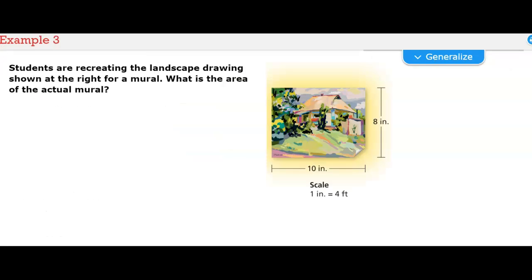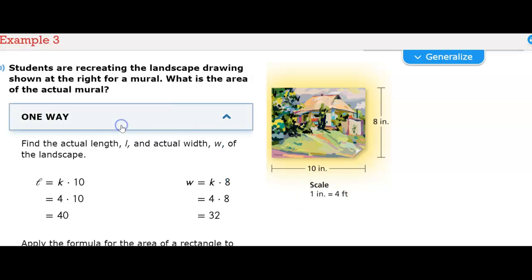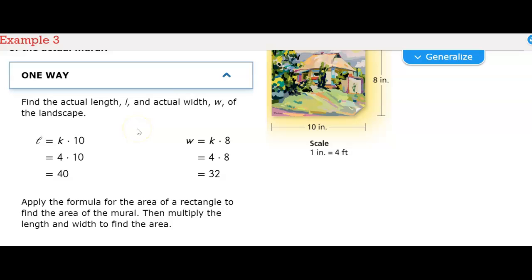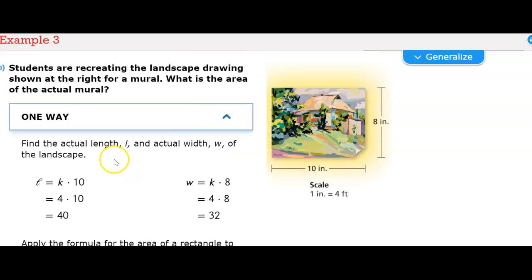Students are recreating the landscape drawing shown at the right for a mural. What is the area of the actual mural? One way is to find the actual length and the actual width of the landscape. So we have 8 and 10 inches as the drawing of the mural.